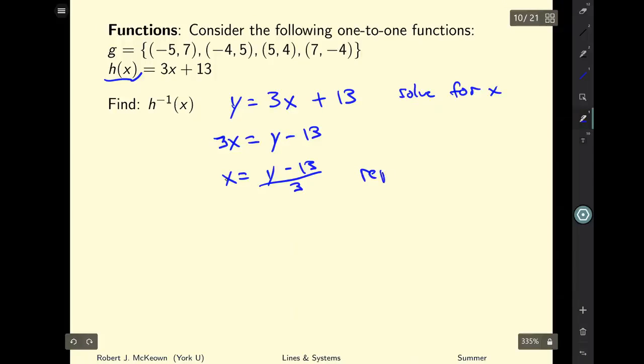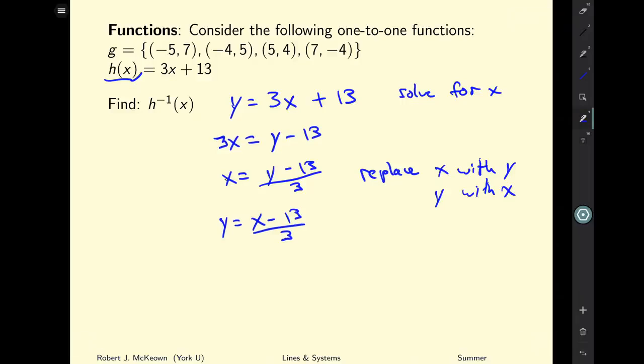Then I'm going to replace x with y and y with x. So I'm going to have y is equal to (x minus 13) over 3. So the inverse is equal to (x minus 13) over 3. So that's the inverse of the function. We're sort of switching the x's and y's around, but that's just because we want to show the inverse function should be a function of x.